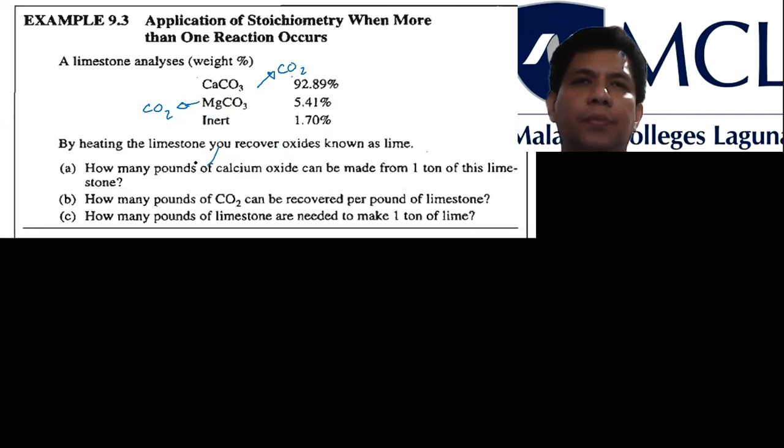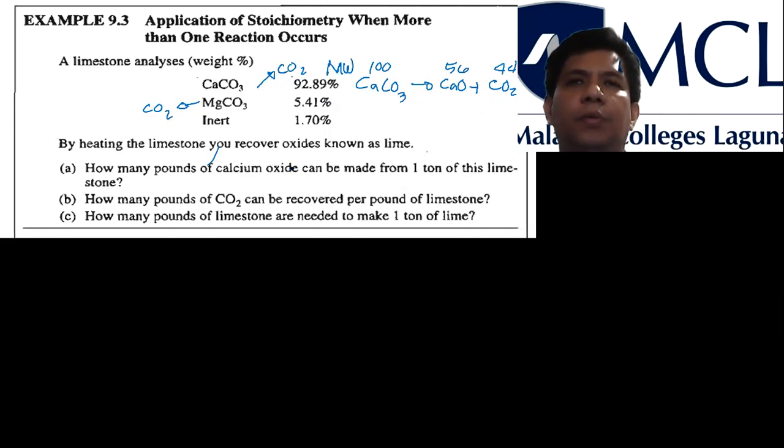You're familiar with the reaction. For the first, for calcium carbonate, it will produce calcium oxide and carbon dioxide. So you're familiar with the molar mass. Calcium carbonate is 100 and calcium oxide is 56 and then carbon dioxide is 44. These are the molar masses. So we're going to use those values. Let's try to solve the pounds of carbon dioxide from calcium carbonate. So let's start with 1 pound of limestone.